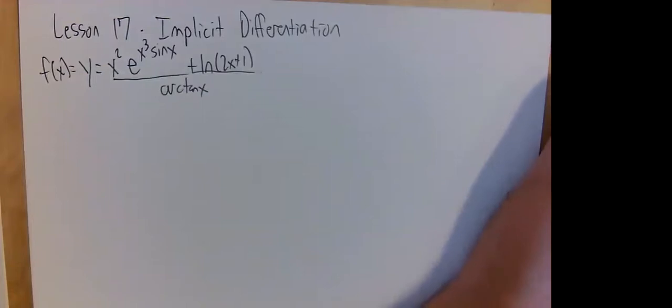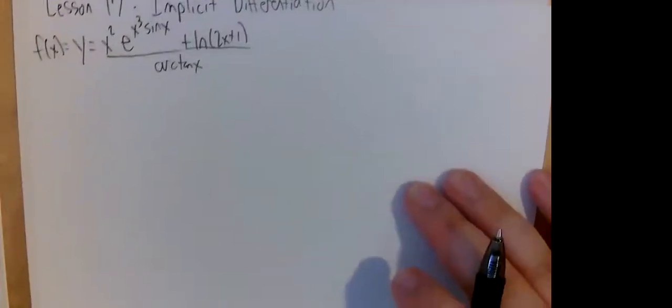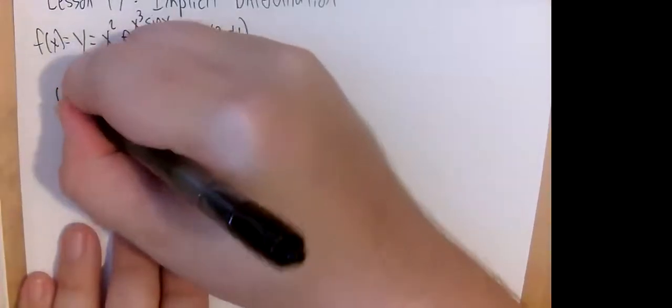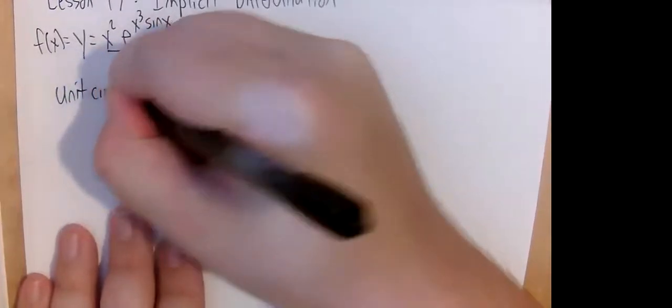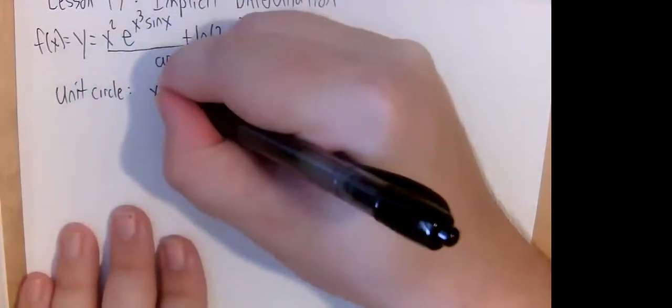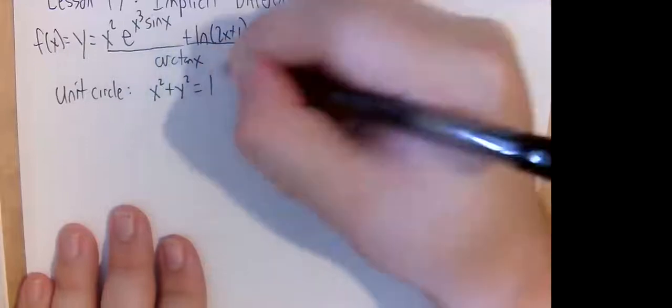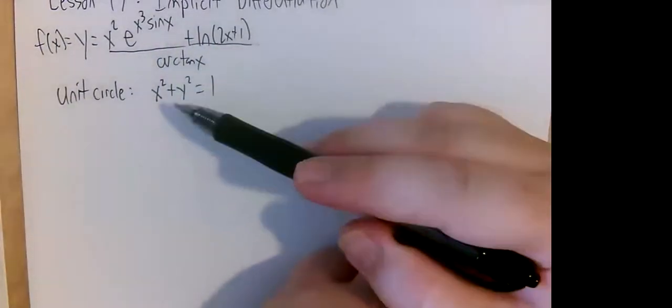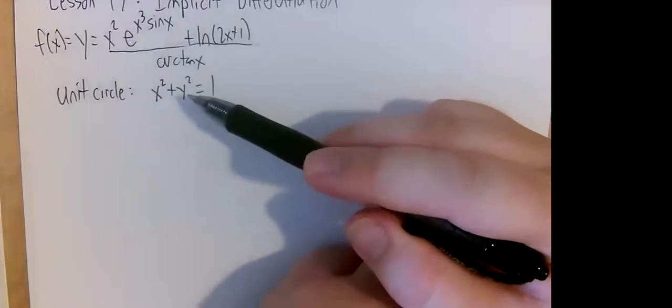But as we've seen before, maybe in algebra or trigonometry, there are occasions where the x's and the y's may be mixed together on one side of an equation. And probably the most common example of this is in the equation for a circle. So let's take the equation for the unit circle, which is x squared plus y squared equals 1. And notice that we don't have y equals something, we have x and y mixed together on the same side of an equation.